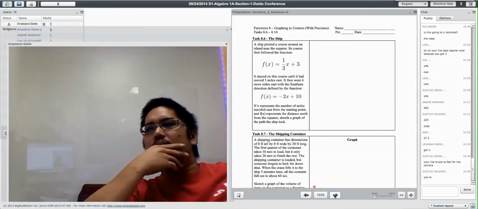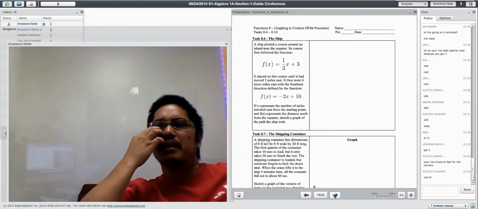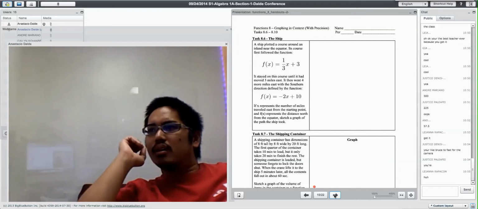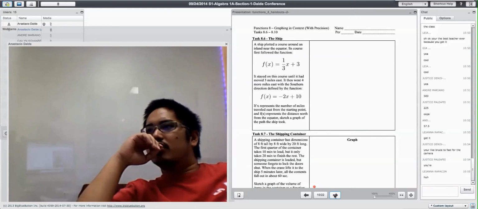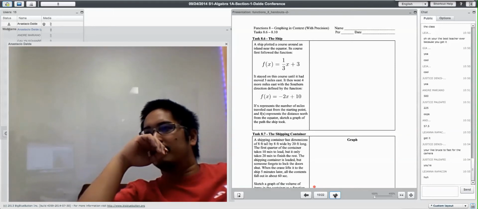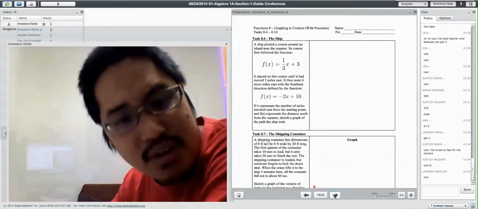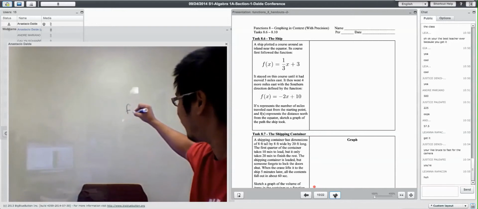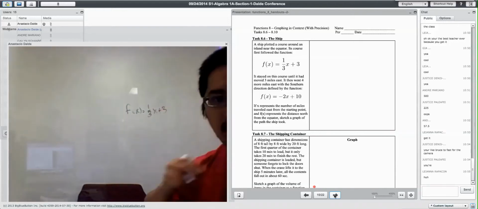What are they talking about? A ship plotted a course around an island near the equator. Its course followed the function f of x equals 1/3 x plus 3. I'll be honest with you, I don't know what we're talking about here. Let's write stuff down. f of x equals 1/3 x plus 3. When in doubt, write it out.